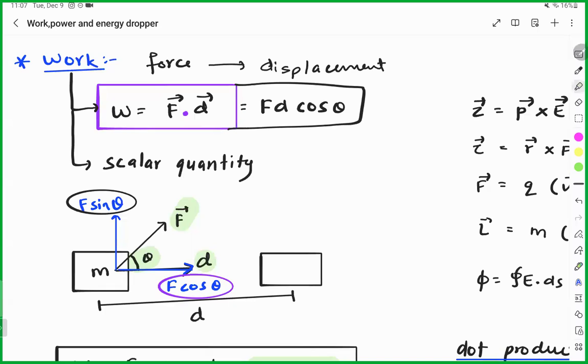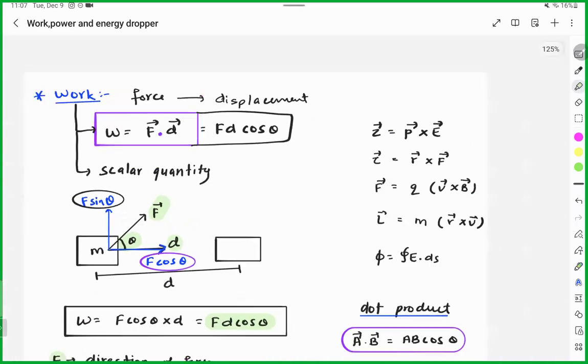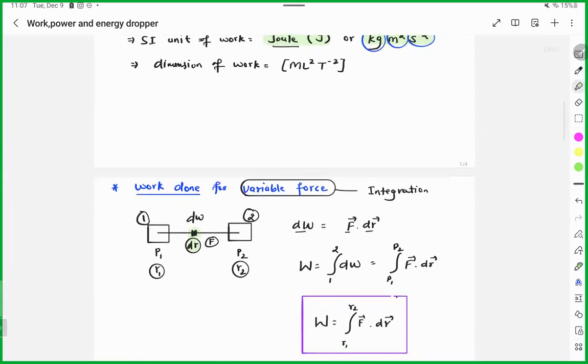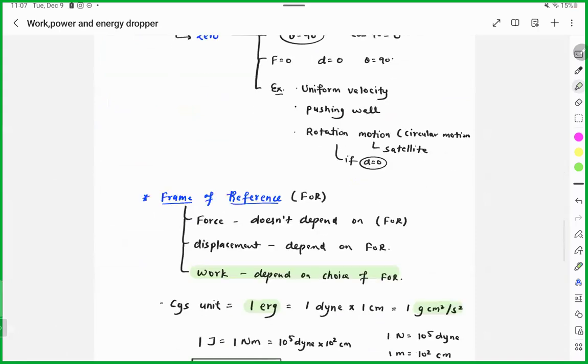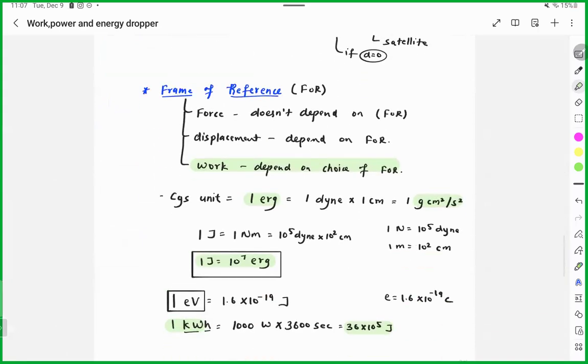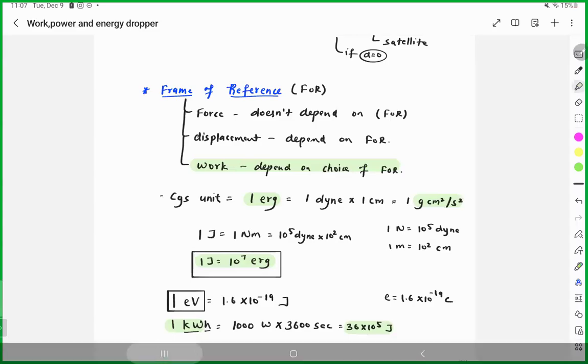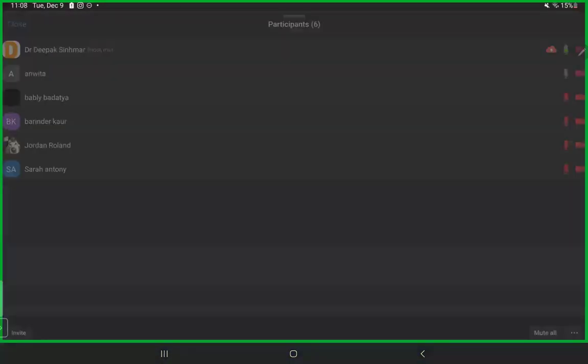Tell me, till here, does anybody have a doubt? Jordan? No, sir. Sarah? No, sir. Pratigya? No, sir. Anvita? No, sir. Balinder? No, sir. So, if none of you have any issue, let's solve a question from this topic.